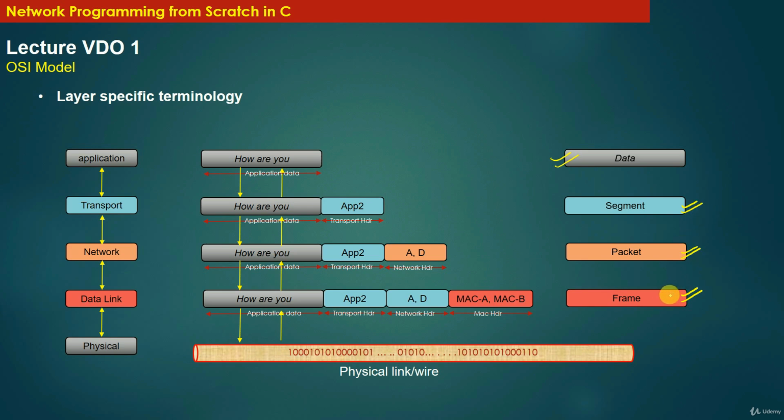If somebody tells you a frame, it means that they are talking about the data link layer. If somebody is talking to you about a segment, it means that they are talking about the transport layer. And eventually, when the data is placed on the wire, we just refer to that data as bits. Right? So I hope the terminology is very much clear.